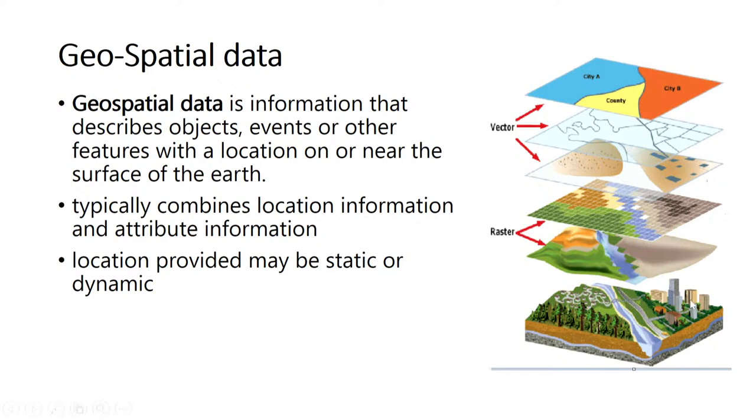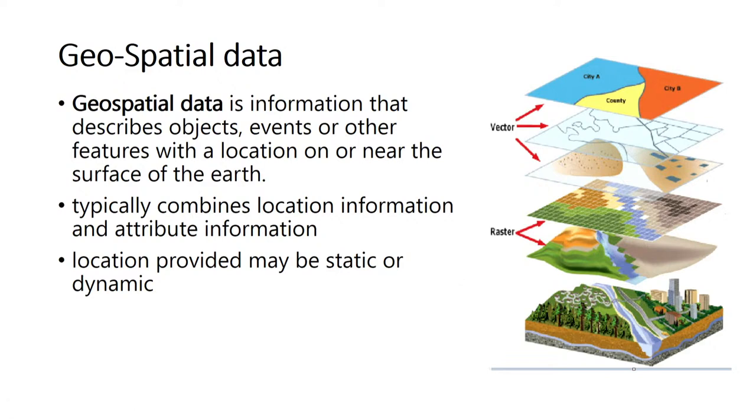Like we can see that this is an image of some city here. So this data, when we attach location, latitude and longitude of this area with this image, then we call it geospatial data. So typically it combines location information and attribute information with this data, as well as, like we can attach the name of the city, where it is located, how many houses are there in this, which country it belongs to, and so on. So this data is called geospatial data.